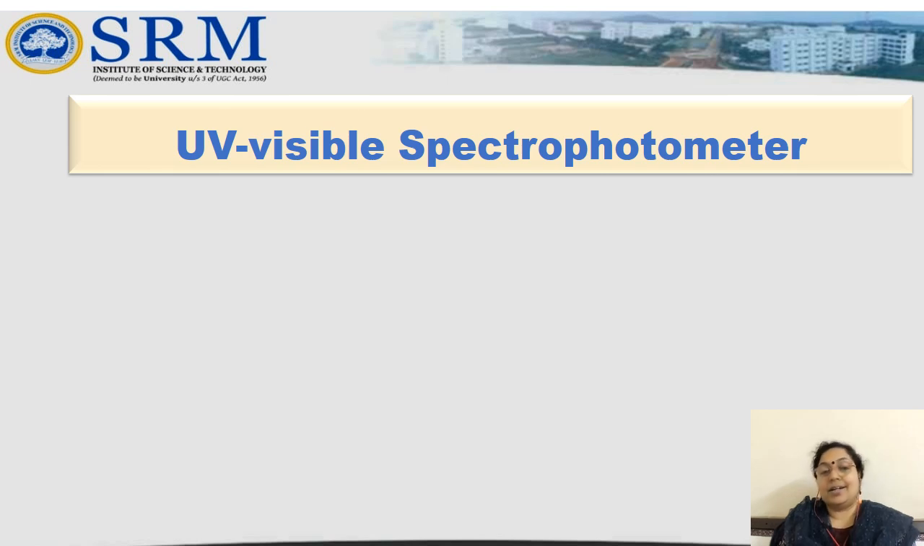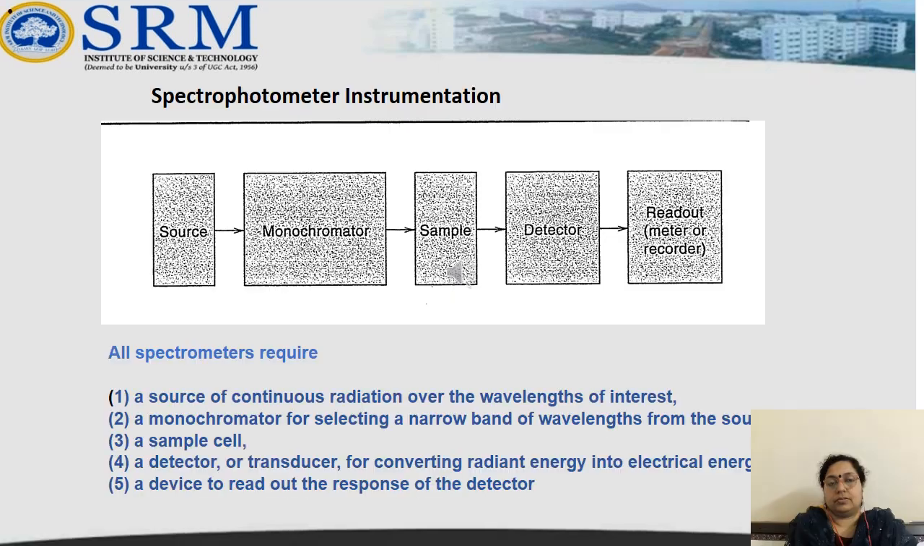Hello friends, today I am going to explain about a UV visible spectrophotometer. A UV visible spectrophotometer is an analytical instrument. It is commonly used to measure the amount of ultraviolet and visible light that is absorbed by the sample. It is a widely used technique in biochemical laboratories and it is used for both qualitative and quantitative analysis.